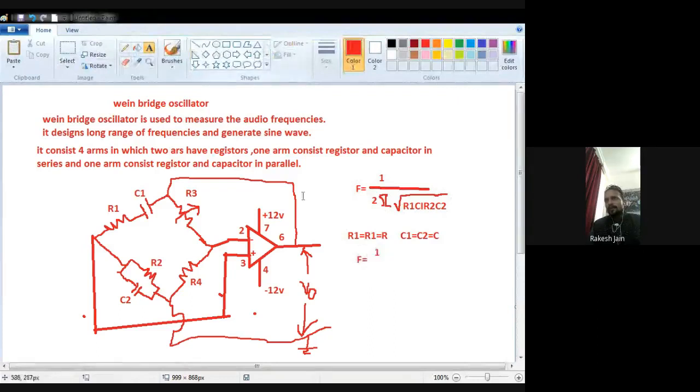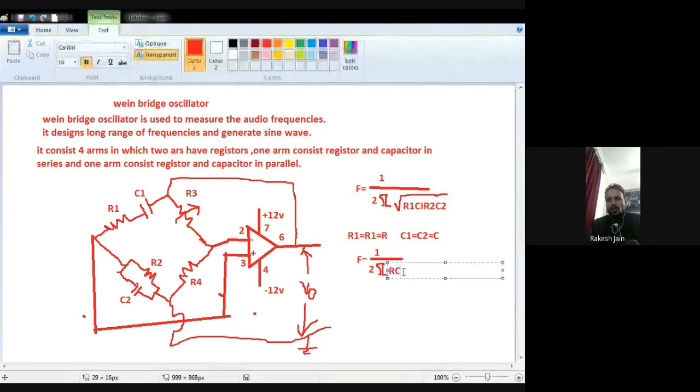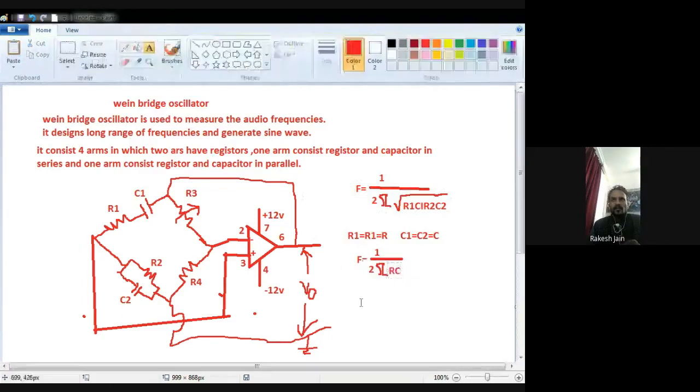Then this frequency of oscillation formula becomes 1 upon 2 pi root of R1 R2 C1 C2, so R square C square, so under root of R square C square, that is RC. So f is equal to 1 upon 2 pi RC. So my frequency of oscillation formula will become 1 upon 2 pi RC.